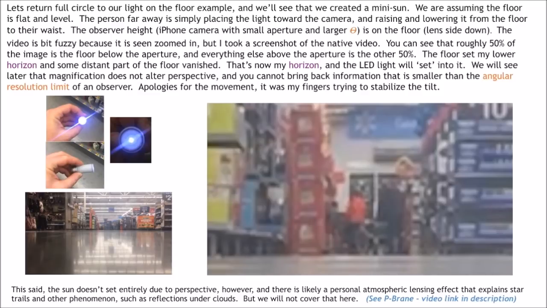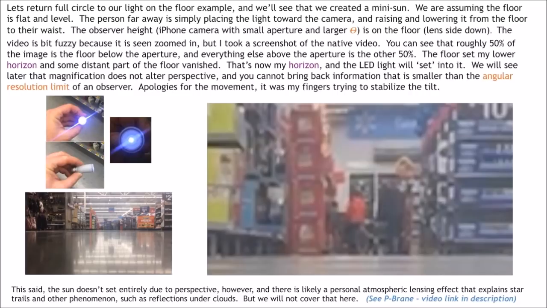That is now my horizon, and the LED light that you can see I'm holding in my hand will set into it. We will see later that magnification does not alter perspective, and you cannot bring back information that is smaller than the angular resolution limit of the observer. Apologies for the movement artifact. It was my fingers trying to stabilize the tilt. It's a lot more stable when it's not zoomed in, but when it's zoomed in, it's a little bit unstable.